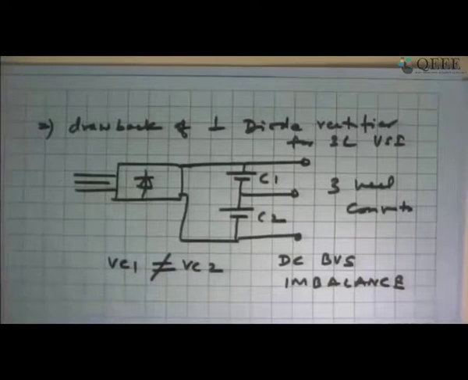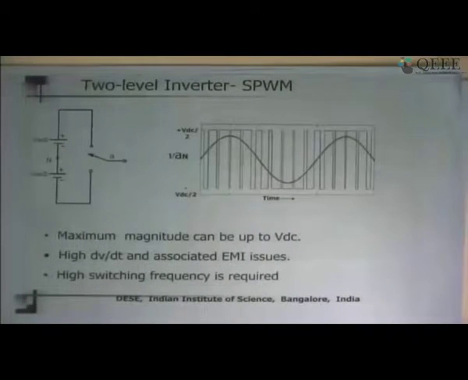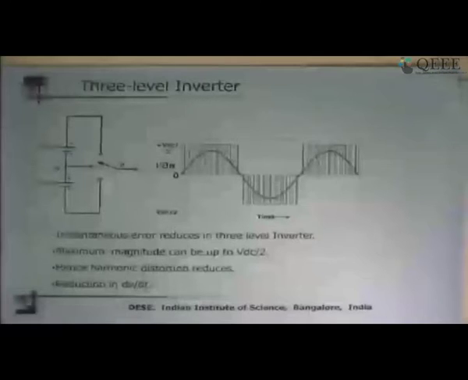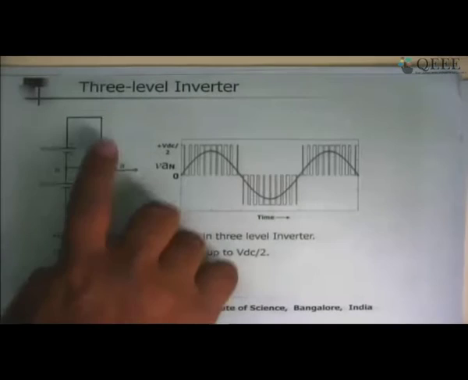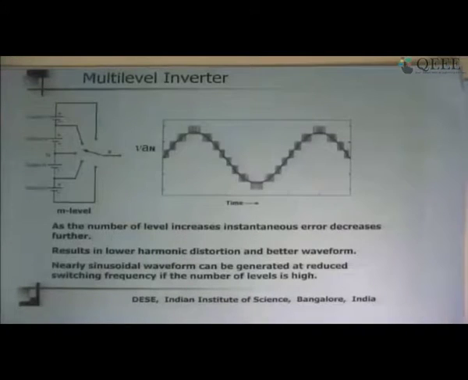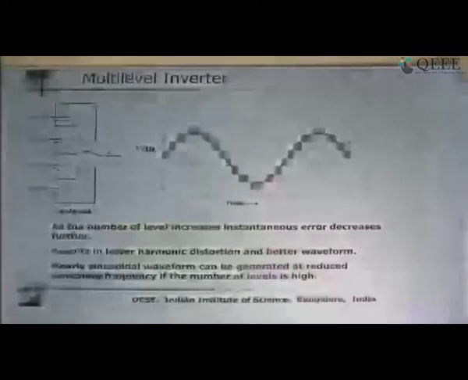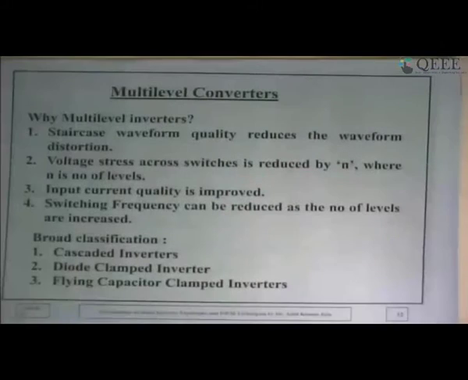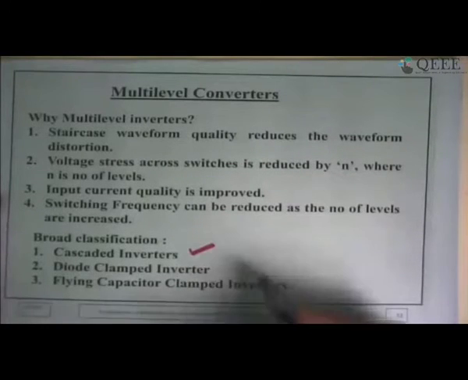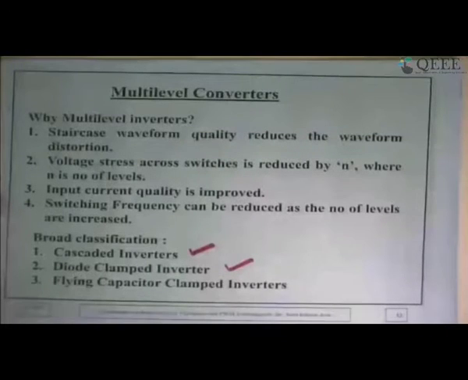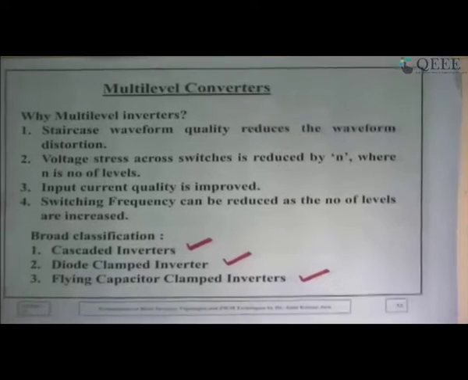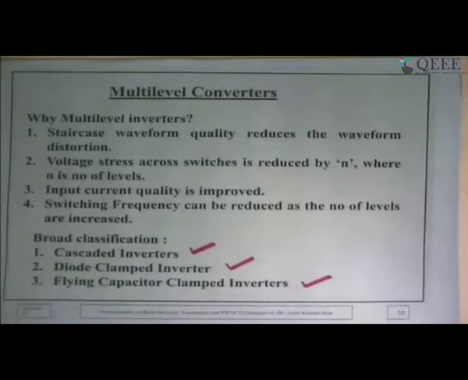So again review our understanding. Basically this is the waveform typically we get for a 2-level inverter. This is a 3-level inverter. Since you have 3 switch locations, you give for multi levels. So this is the pole voltage waveform. Basically we have 3 types of multi-level converter: cascaded multi-level converter, diode clamped multi-level converter, and flying capacitor clamped. So we will just look at this classification briefly.